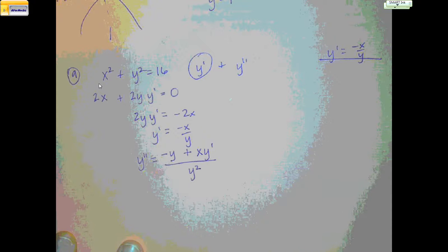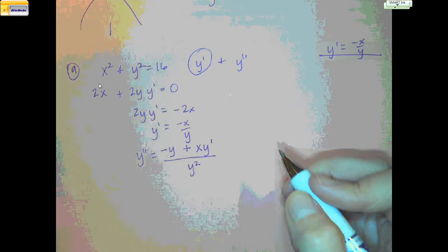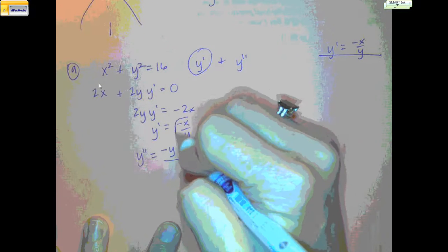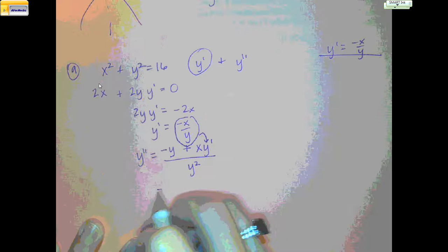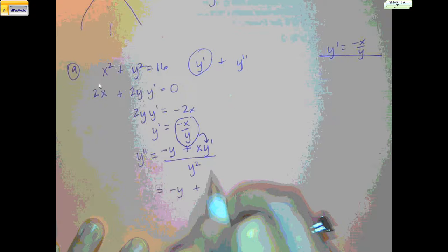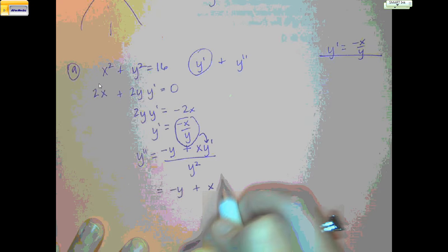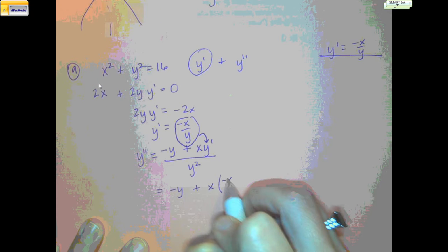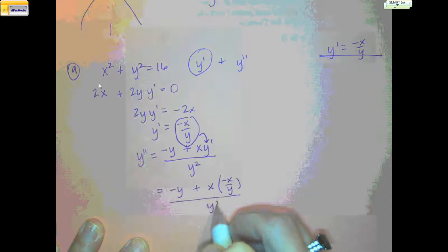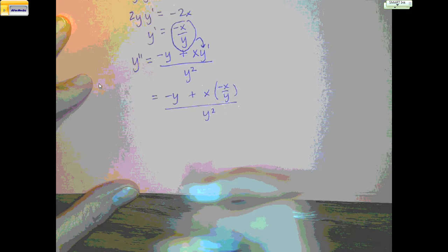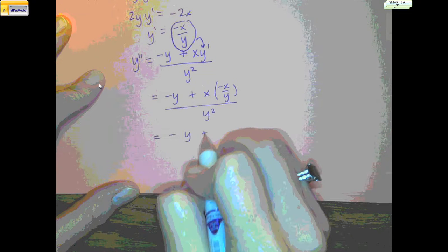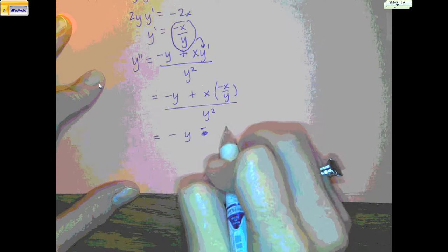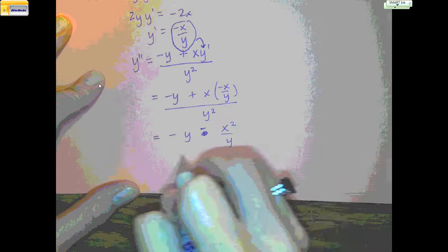Now what do we need to do? Right, you've got to take this little guy here and plug him into that y prime. So I have negative y plus x times negative x over y squared. So I really have a negative y, actually I'm going to put a minus, minus x squared over y. Does everybody see where I got that? Over y squared?